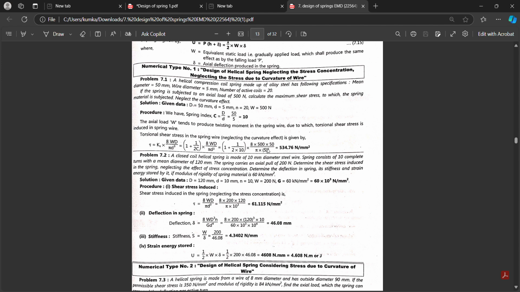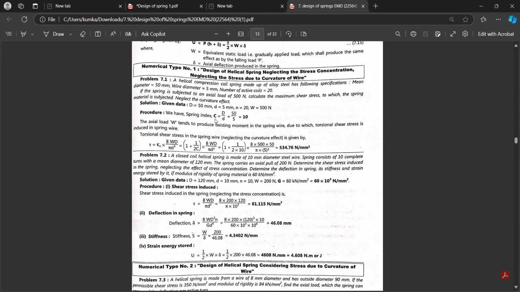By putting the value we get the shear stress in Newton per mm square. What is Ks? Ks is equal to 1 plus 1 upon 2C into 8WD upon pi d cube. Therefore, putting the values, look, 1 upon 2C, C is given. C is calculated from D, the diameter of the coil, and d, the diameter of the wire. By putting this value, we calculate the shear stress induced in the spring.